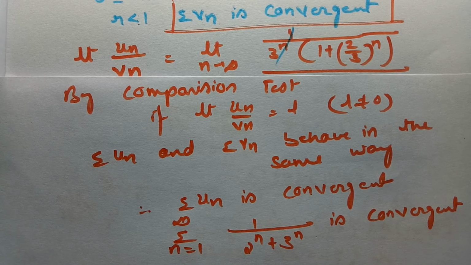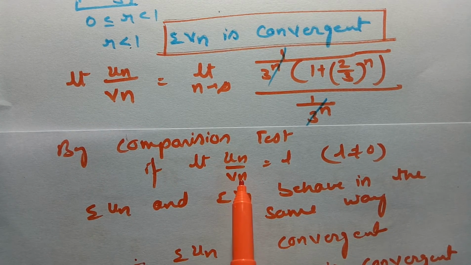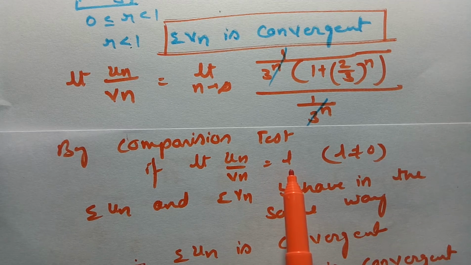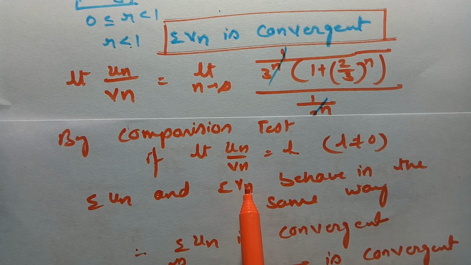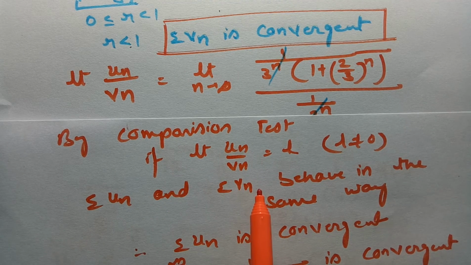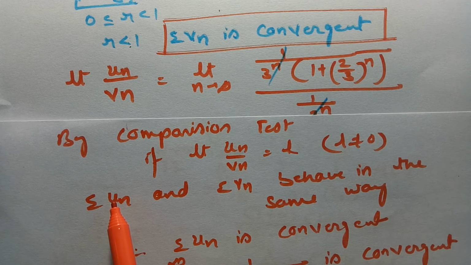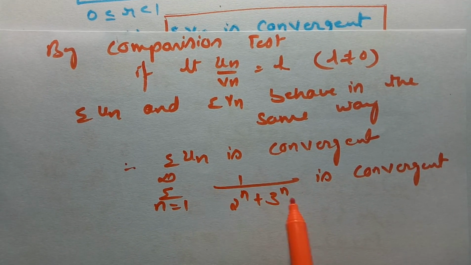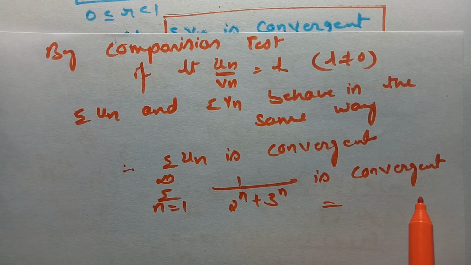We have to follow that according to the comparison test. If the limit of un by vn is a finite value, which is not equal to 0, then if un is convergent then vn is convergent, if un is divergent then vn is divergent, and simultaneously if vn is convergent then un automatically is convergent. So according to the comparison test, we got that 1 by 2 power n plus 3 power n is convergent.